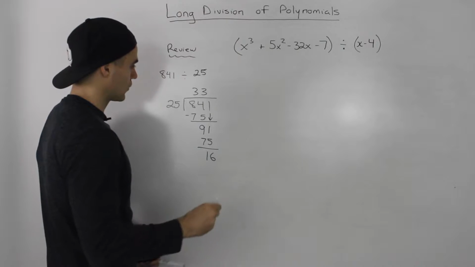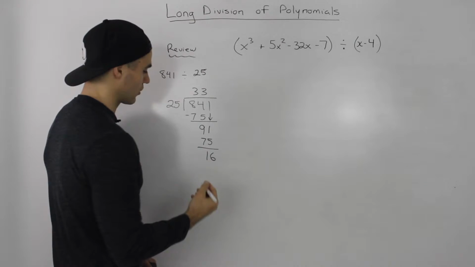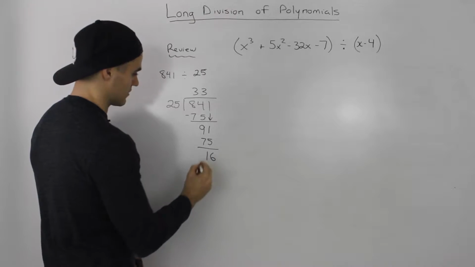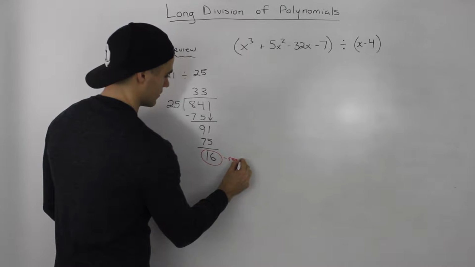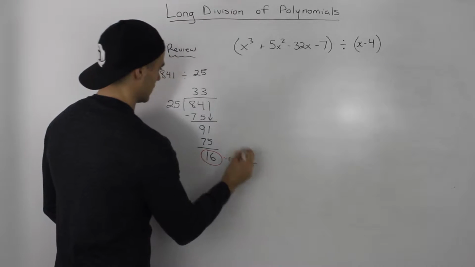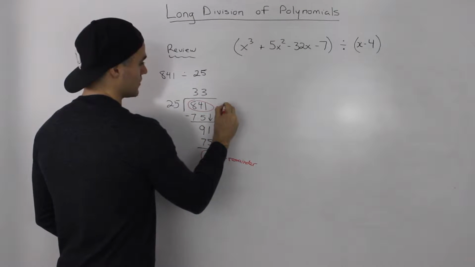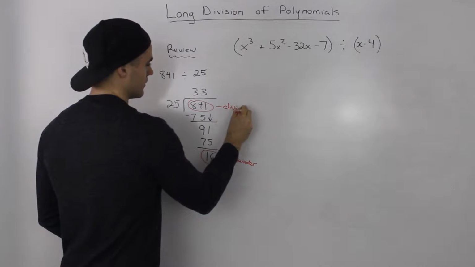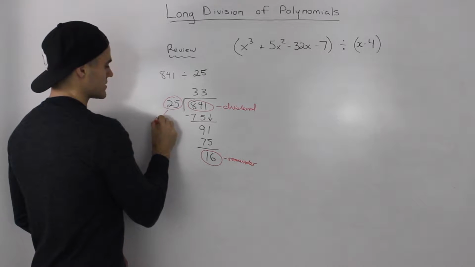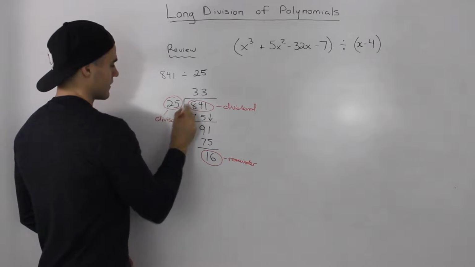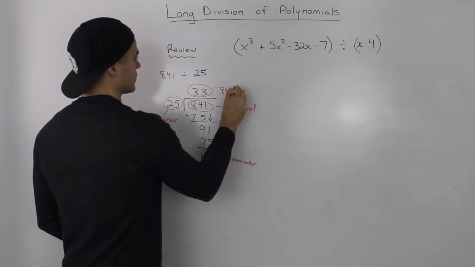Now, I want to go over what each of these pieces is called in the division because it's very important for this section, so make sure you write this down. So this 16 over here, as we mentioned, this is the remainder. This 841, or the part that we're dividing, is always called the dividend. The part that we're dividing by is called the divisor. And this 33 here, the result that we get is called the quotient.